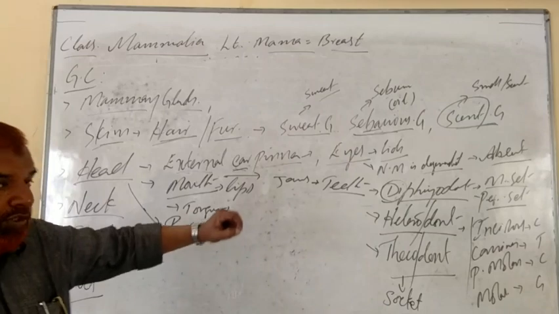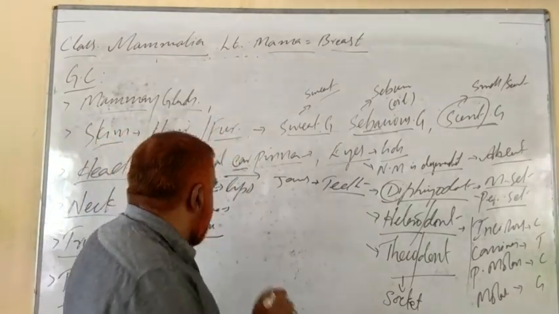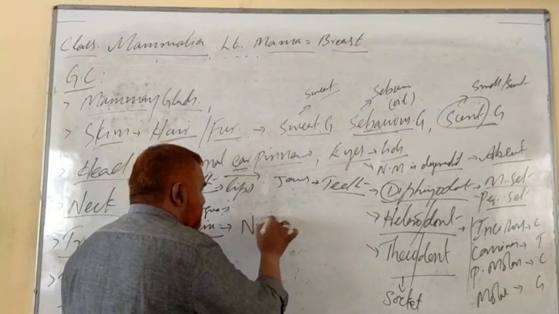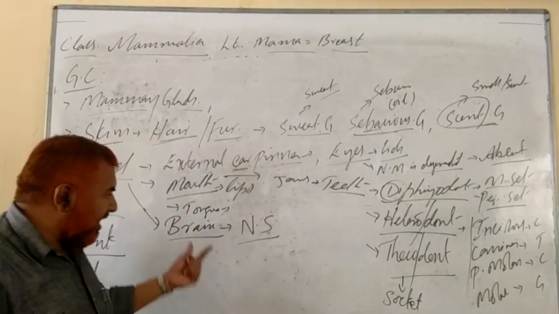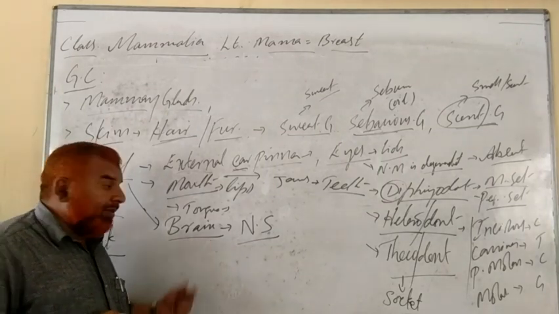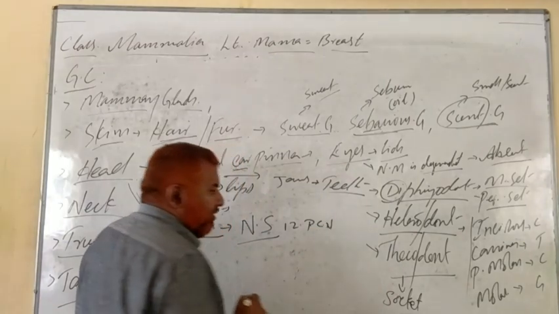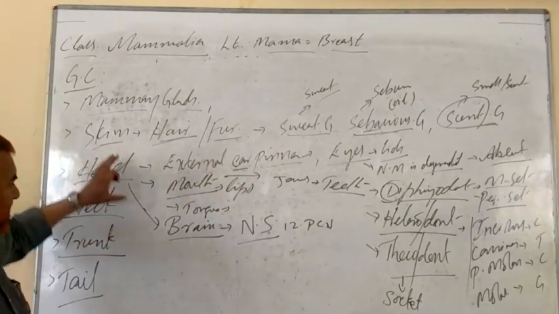It has 12 pairs of cranial nerves. Very well developed nervous system with brain, cerebrum, cerebellum, thalamus, hypothalamus. How many? 12 pairs of cranial nerves and 31 pairs of spinal nerves. All these are found present in the head region.